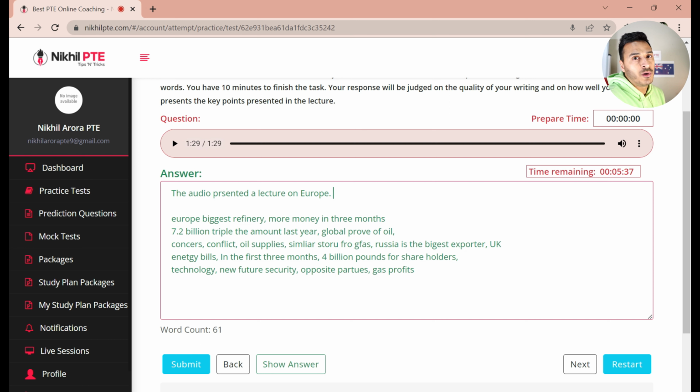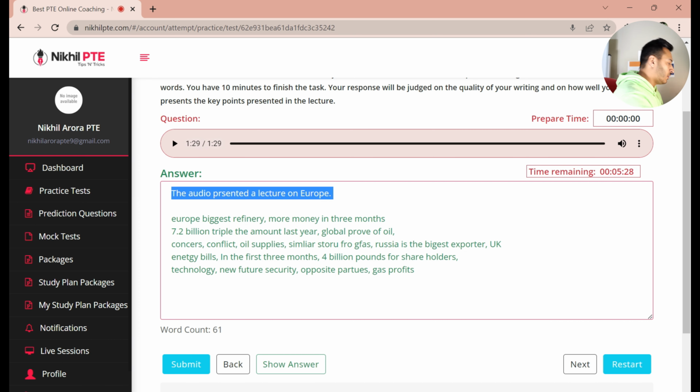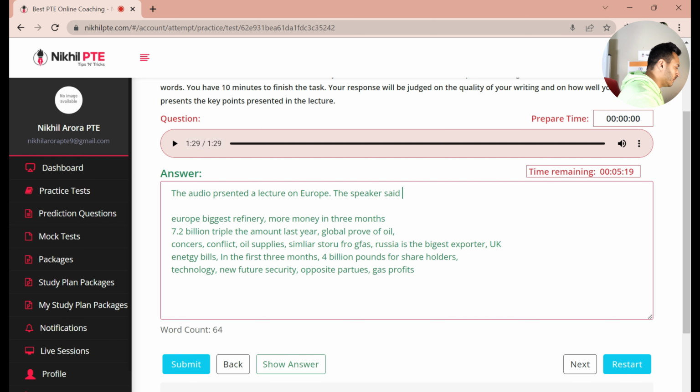Remember one thing, you have only 10 minutes. Mostly students will lack in summarize spoken text because they think they have a template. So what students are doing, they are putting all keywords. However, sentence formation is not good.